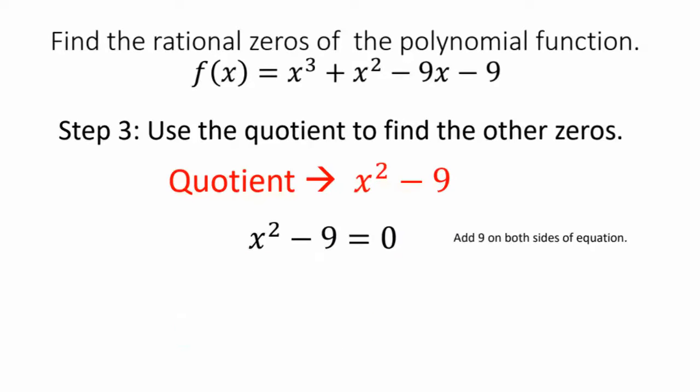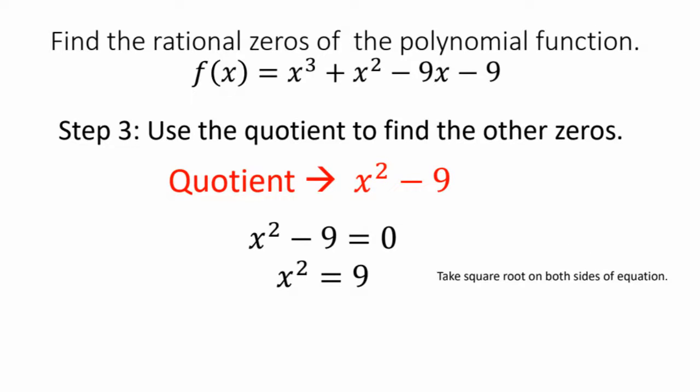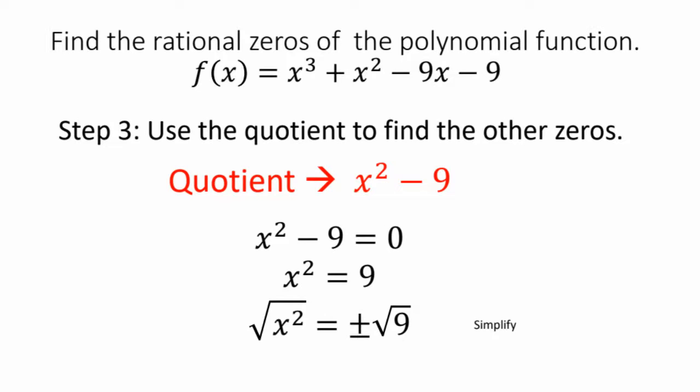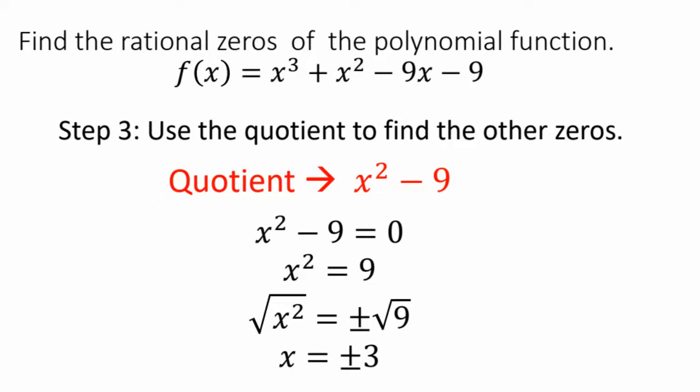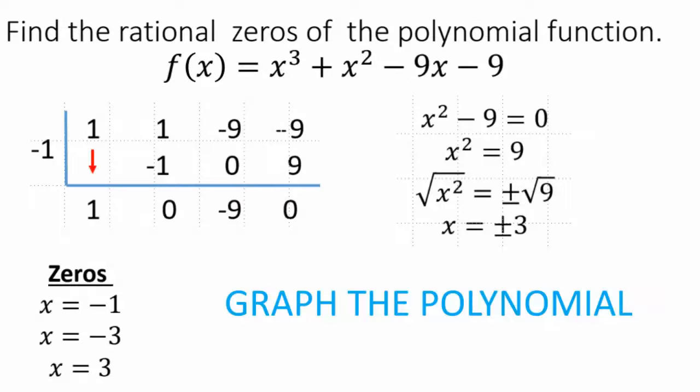So if I solve for the x on this one by using my square root property, I'm going to add 9 on both sides, take the square root on both sides, and this is going to give me the square root of 9, which will be plus or minus 3. And there we go. This polynomial has 3 zeros. Our zeros are x equals -1, x equals -3, x equals 3. Now let's go ahead and graph the polynomial.